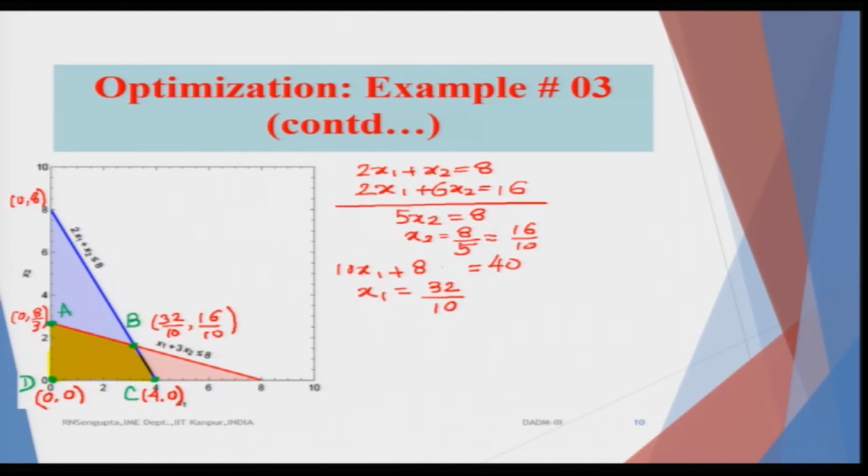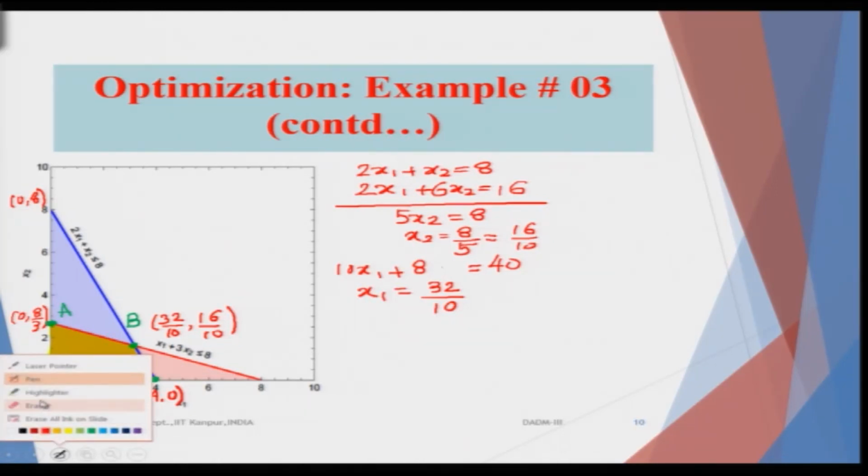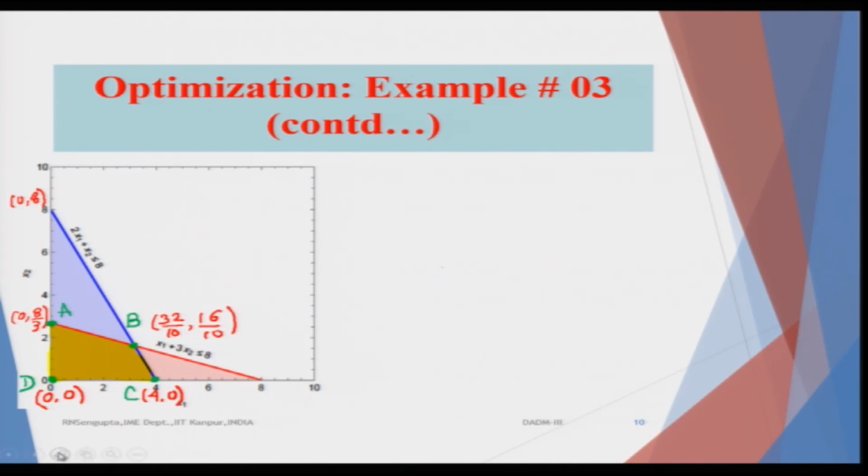Now, only I can erase this, because once I click the next button, another graph will come here. So, I do not want to make it confusing. Okay. So, coming here. Now, when you do the search, there are 4 points only. So, for this problem it is very easy.